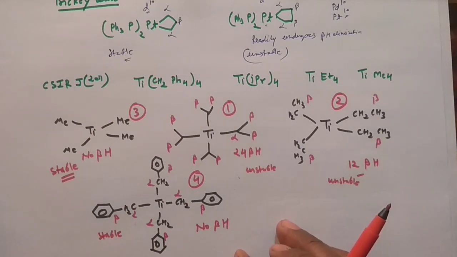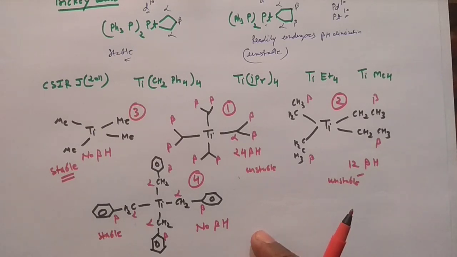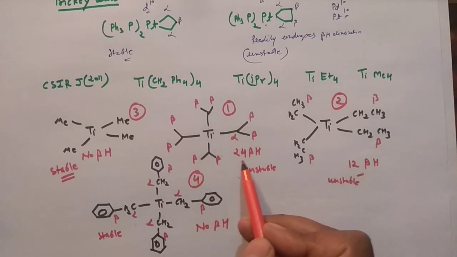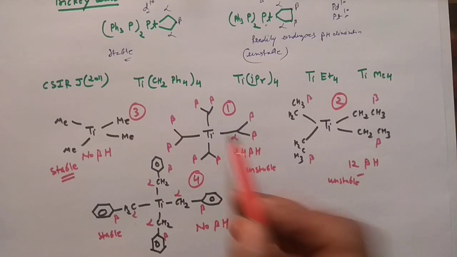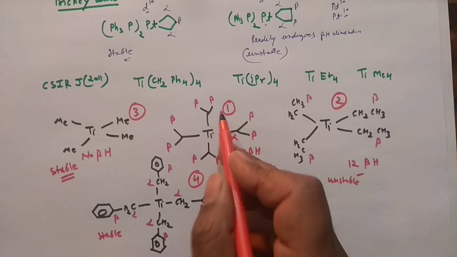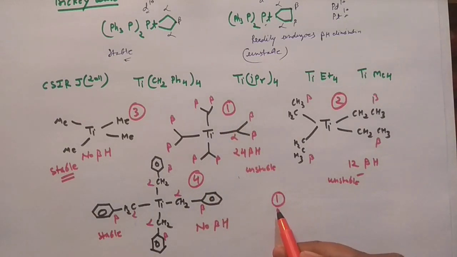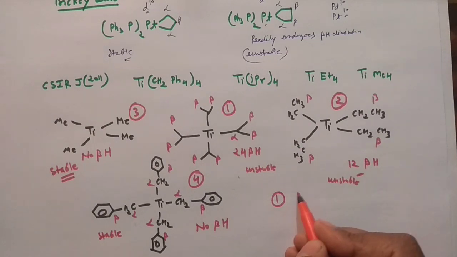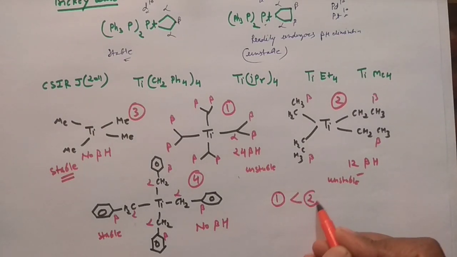Now you have to arrange them, very quickly. So you can arrange in that manner. This one, having 12 beta hydrogens, would be quite unstable. So compound number 1 would be quite unstable. After that, this will also be unstable because it will have 12 beta hydrogens, and then you can put 2.